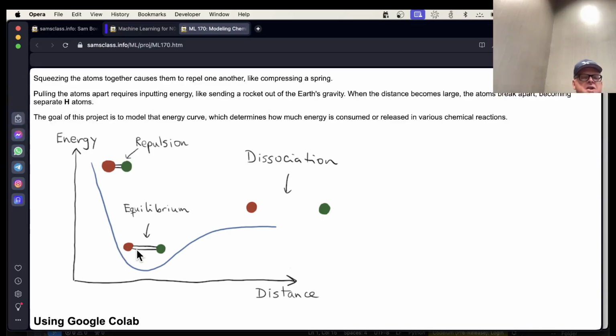If you have two hydrogens and you put them, they naturally fit some distance apart. If you squeeze them closer together, they repel, and that's energy going in like squeezing a spring. If you pull them apart, you have to put in energy, and once you get them far enough apart, they split, and now you have two hydrogen atoms. This energy curve is what describes this chemical bond.